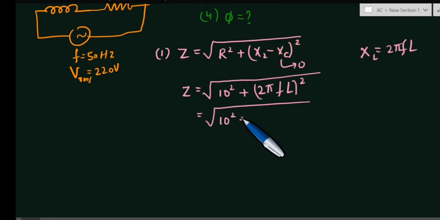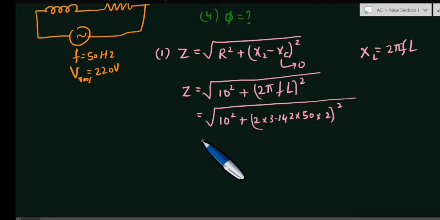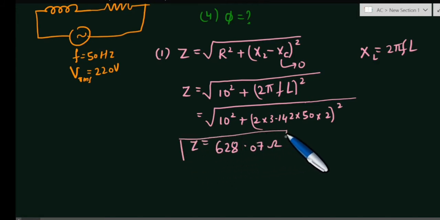Ten square plus 2 into 3.142 into F value, that is 50, into L value they have given 2, square it, and if you calculate the value of Z, it comes out to be 628.07 ohm, and this is the value of Z. So we found the value of Z now.